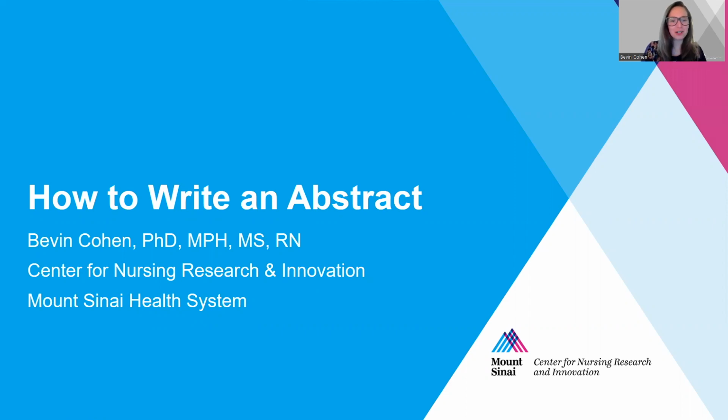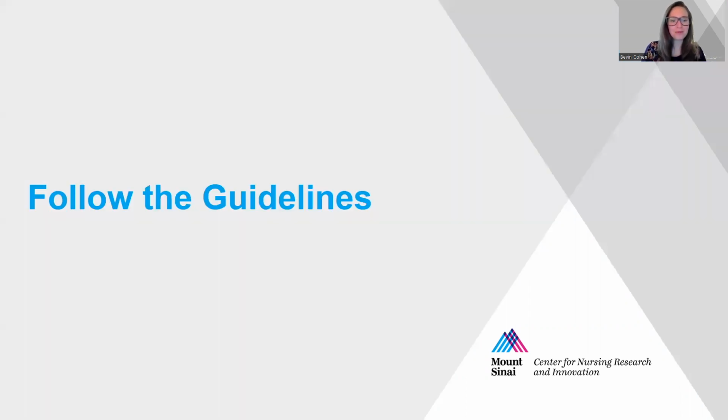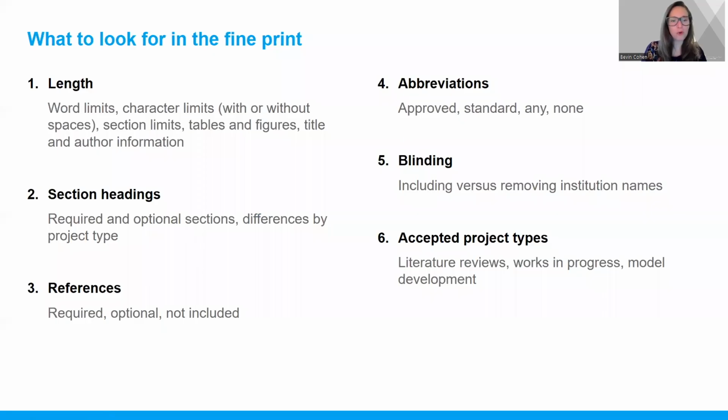Today's brief presentation is about how to write an abstract. So the first thing to know about submitting an abstract to a conference is that every conference has its own unique set of guidelines. So the first thing that you're going to want to do if you're thinking about submitting an abstract to a conference is find their specific guidelines and follow the instructions precisely.